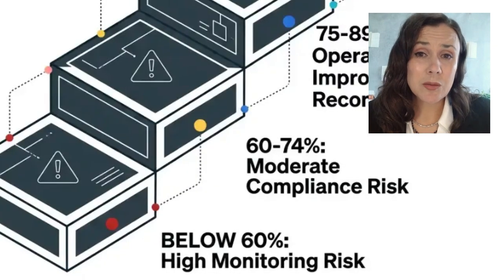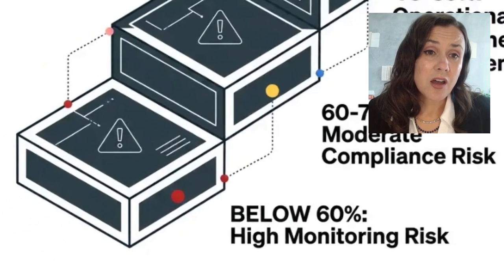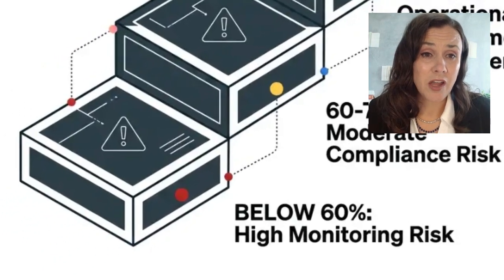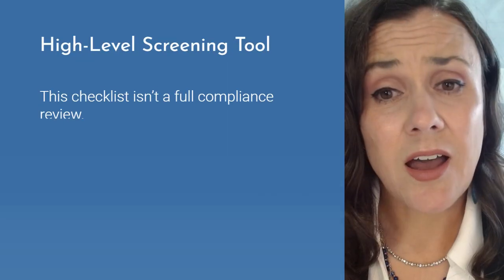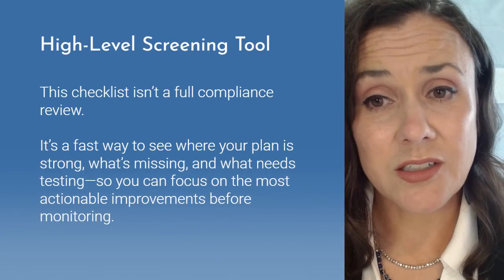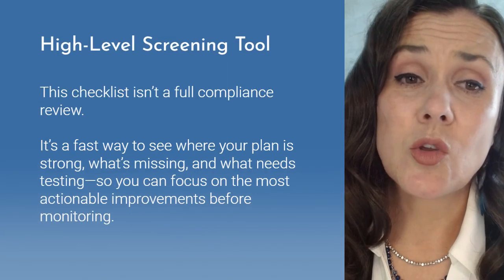If you're below 60%, you're a high monitoring risk. You're most likely going to get caught up in some kind of finding if the reviewer takes any deep look at your cost allocation plan and if it is actually followed in your organization. This is a high-level screening tool. This checklist is not a full compliance review, but it's incredibly effective at showing you where you're at.